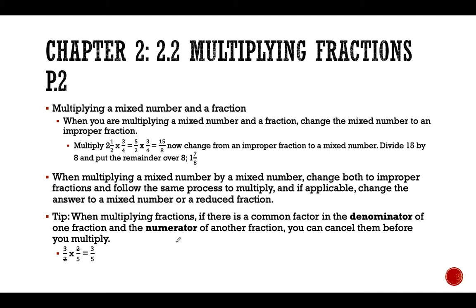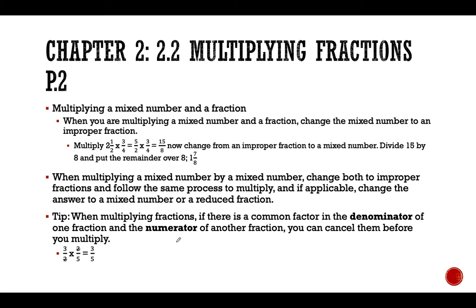When multiplying a mixed number by a mixed number, we're going to change both of them to improper fractions, and then we're going to follow the same process to multiply. And then, if applicable, we're going to change that answer to a mixed number or to a reduced fraction.